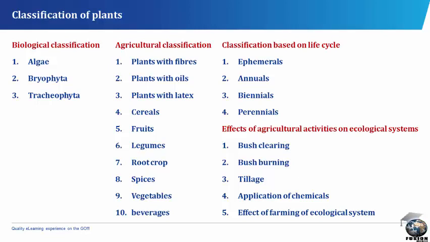The effect of farming systems on the ecological system is that, 1. Shifting cultivation encourages deforestation. 2. Animal production is affected using shifting cultivation. 3. Commercial trees are also affected.